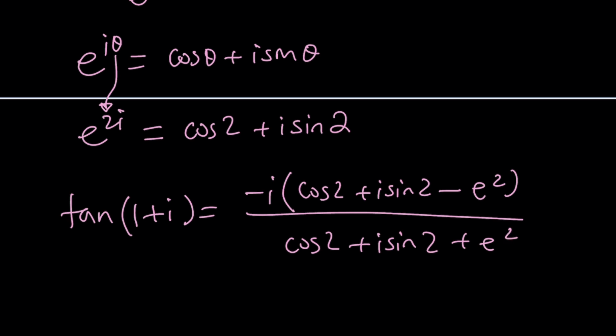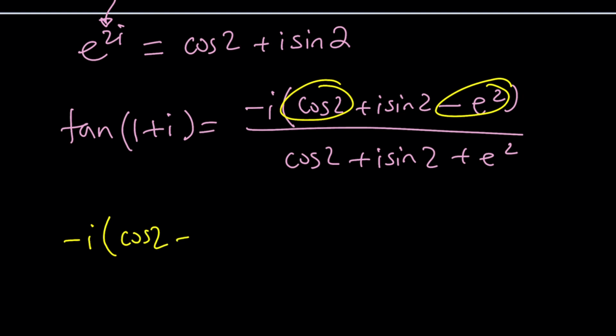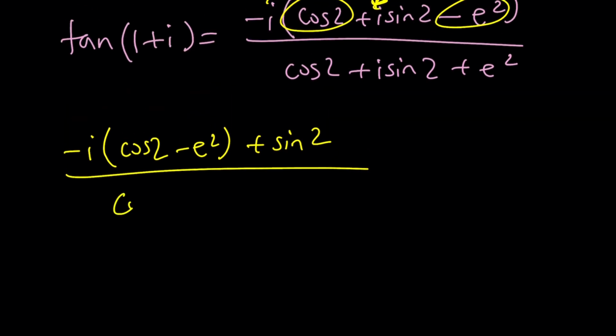Okay, great. Let's go ahead and distribute the i now. But here's one thing you need to remember. Now this becomes the real part. You got that? So we can write this as negative i times cosine 2 minus e squared, and then when you distribute negative i squared, that's going to be a plus 1. So it's going to be plus sine 2. And then this will be negative. There's no distributive property here, so we can write it as cosine 2 plus e squared plus i sine 2.